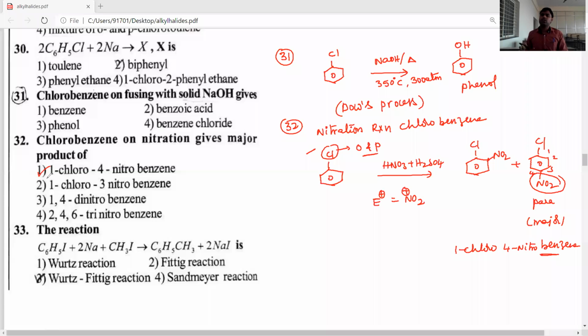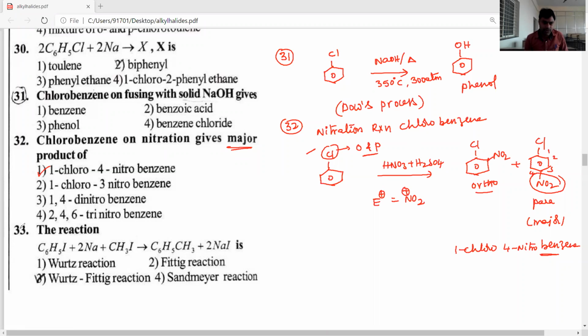Because the chlorine is an ortho and para directing group, the electrophile NO2 plus will attack at the ortho position as well as the para position. Among that, the para position is the major product. See here, the major and minor are not asked. Simply the products are a mixture of ortho and para nitrochlorobenzene, if such an option is present, that is correct. But if major is asked, it means para. Only one we have to choose.